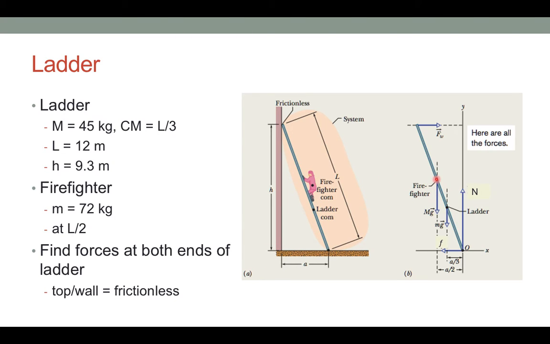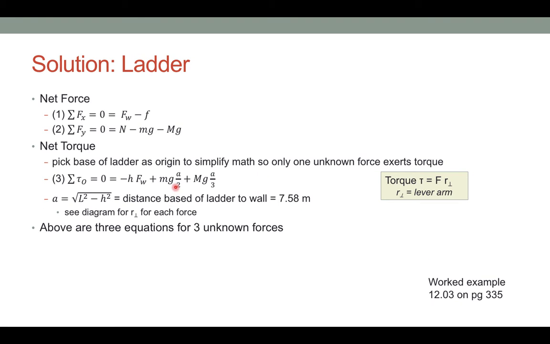The firefighter is halfway up. So its lever arm is this distance, and we call A the distance from the base of the ladder to the wall. That's halfway from the base of the ladder to the wall. And the weight of the ladder, that's a third of the way. So all we need to do is calculate what A is, and since we know H and we know L, and this is a right triangle, we can calculate A, and therefore we can get A over 2 and A over 3. So those are the lever arms for the two. These are both counterclockwise torques. And that gives us the third equation.